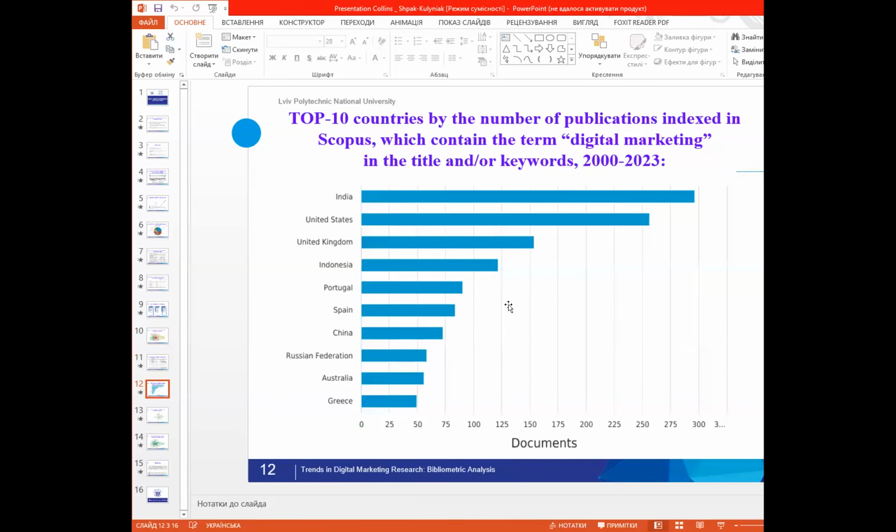On the next slide, the top 10 countries are presented by the number of publications indexed in Scopus. Of course, publications containing the term digital marketing. India is leading in first place, then United States, United Kingdom, and so on. So individual authors that we've seen on previous slides probably do not present this picture well. But here we can see the general results.